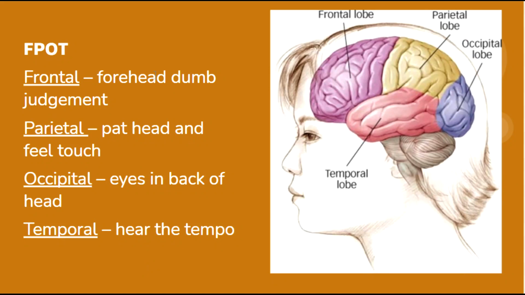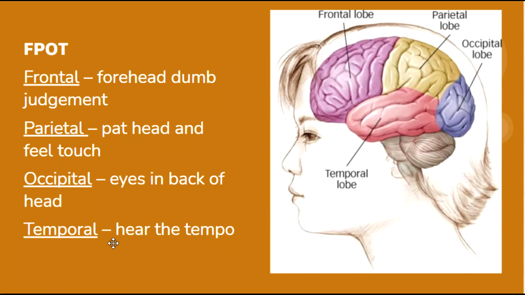And then the parietal lobe, pat your head, that will remind you that parietal is sensation, particularly touch. And the occipital lobe is in the back of your head, and I always like to say eyes in the back of my head, something I tell my kids. Maybe you've heard that before too. And then the temporal lobe is auditory processing. That's the part of your brain that processes auditory information. So everything that you hear is processed in the temporal lobe.